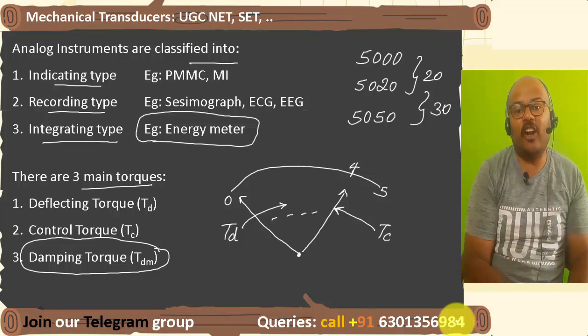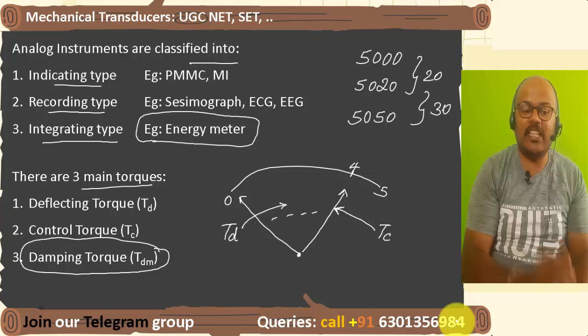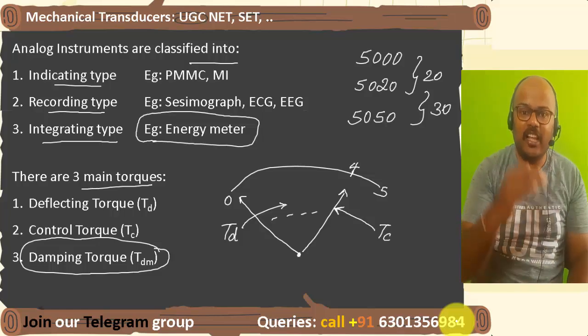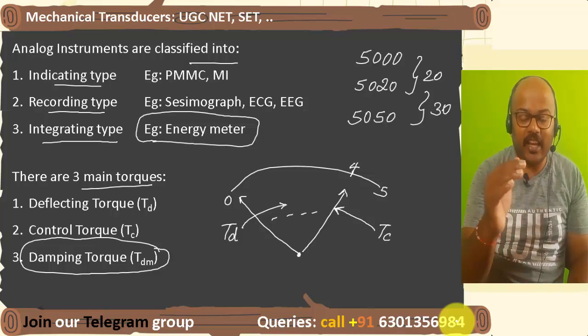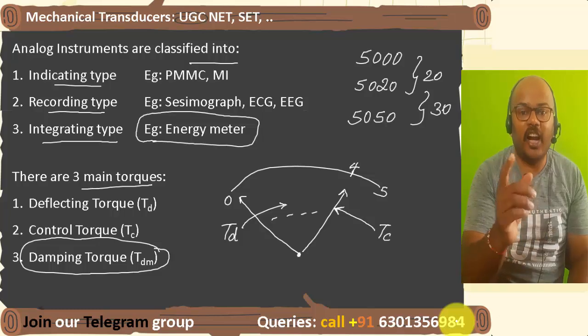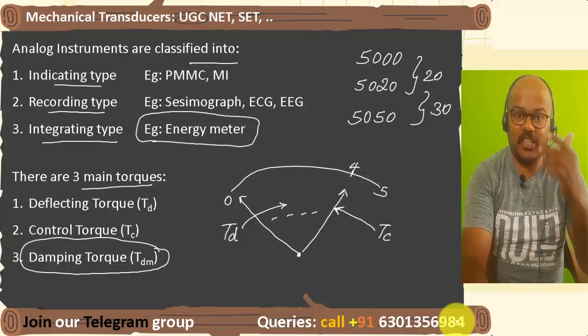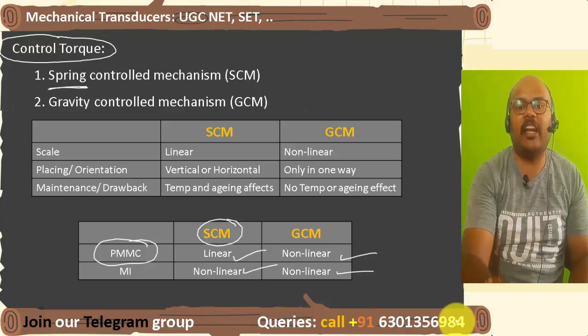Say suppose if control torque is not there, the pointer will be reading the maximum value. Say suppose if the deflecting torque is not there, the pointer will never deflect. Say suppose if damping torque is absent, then the instrument may get into continuous oscillations, or oscillations may not stop, or the pointer may get damaged.